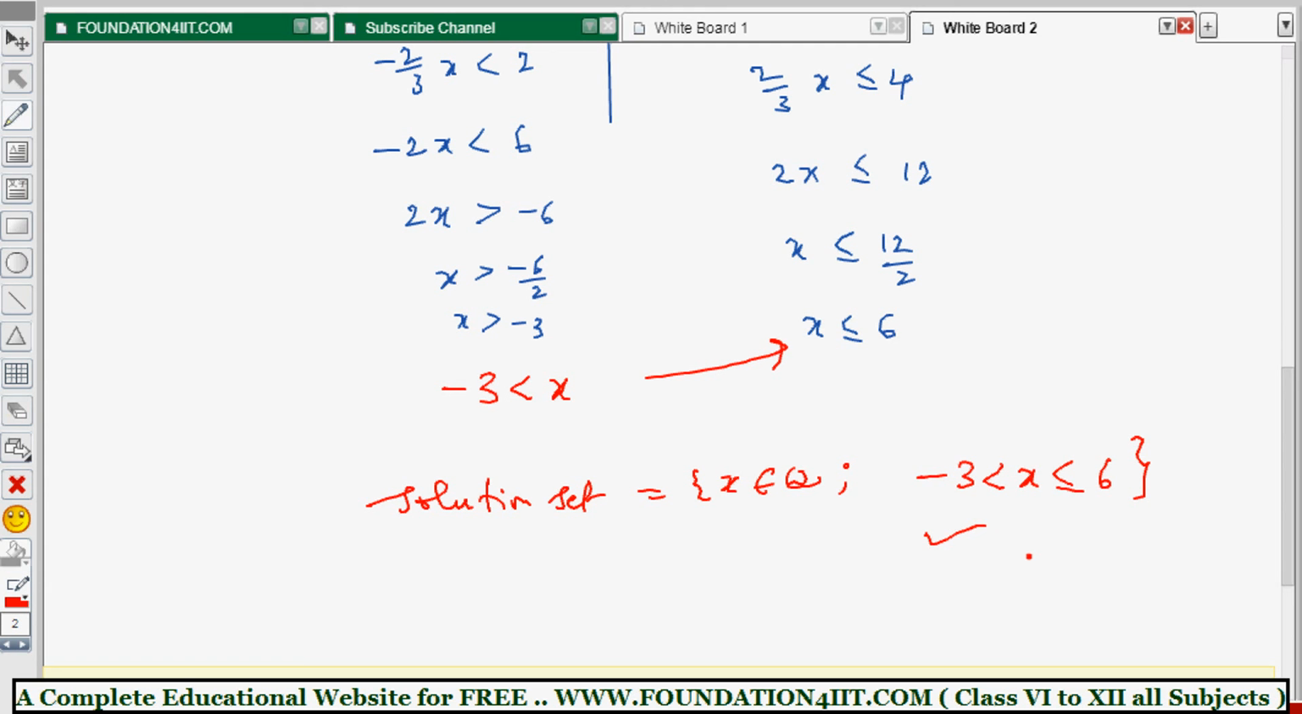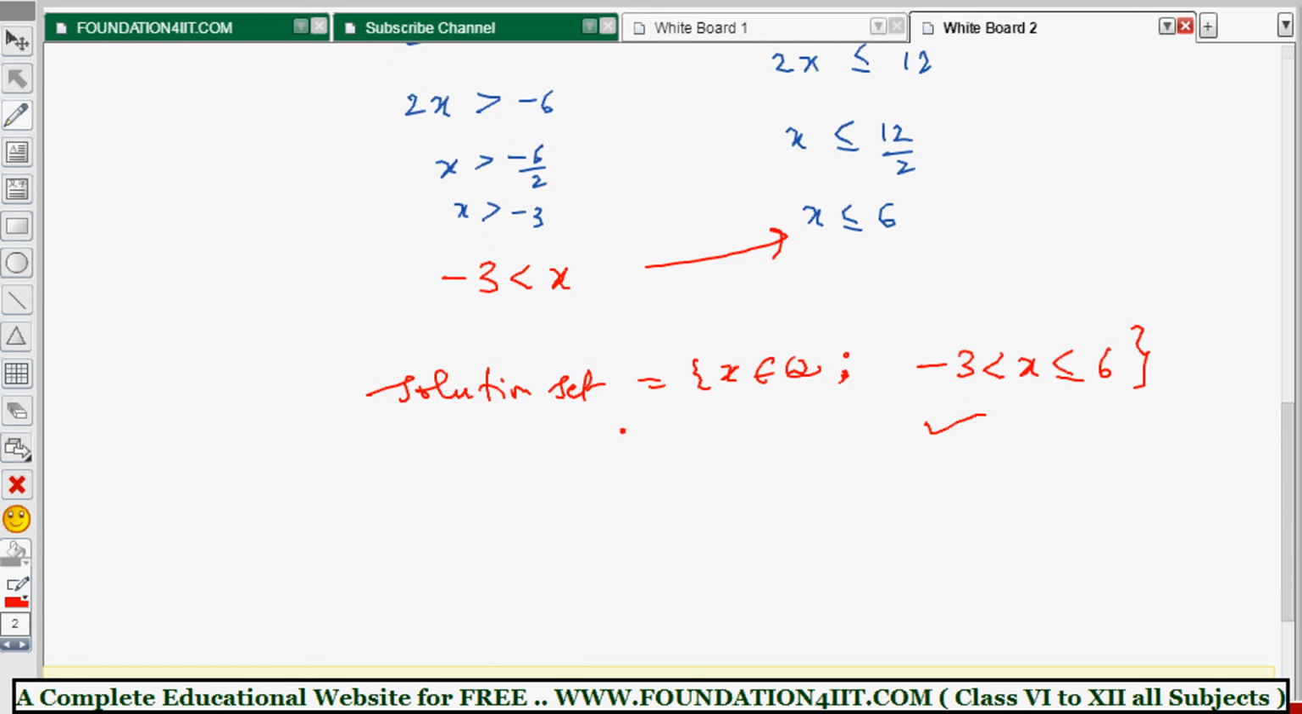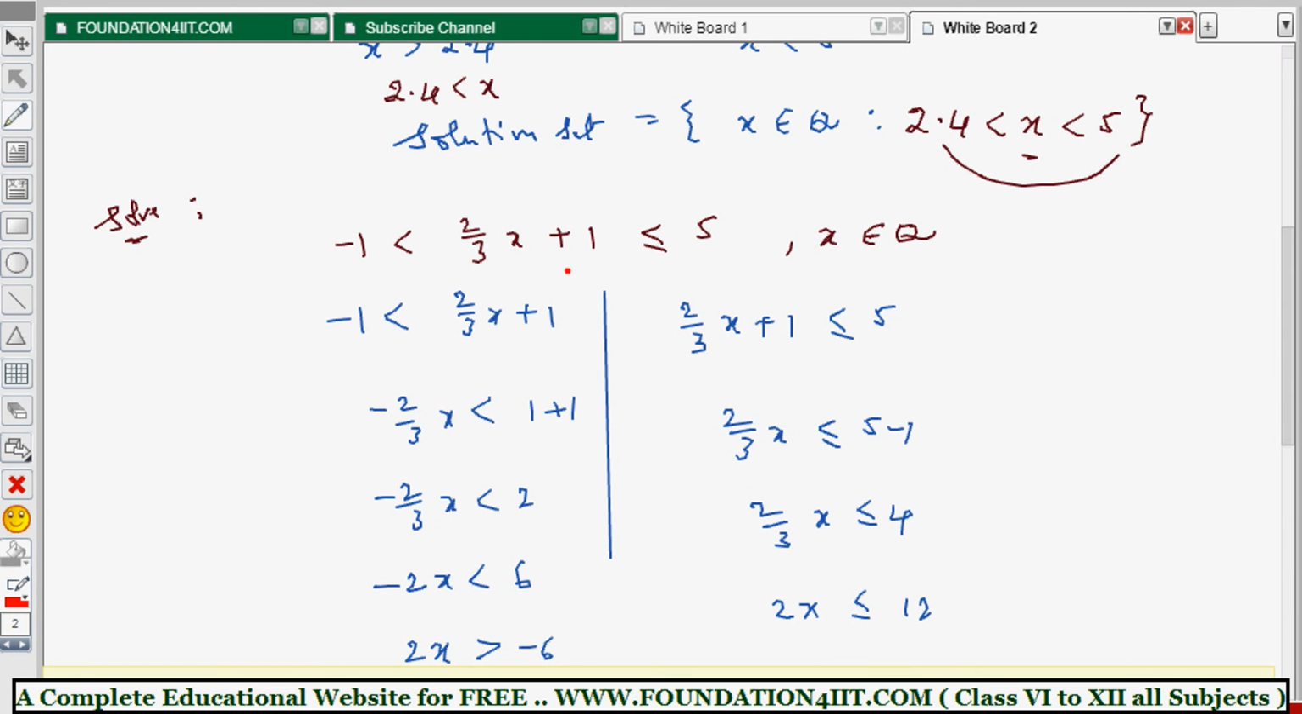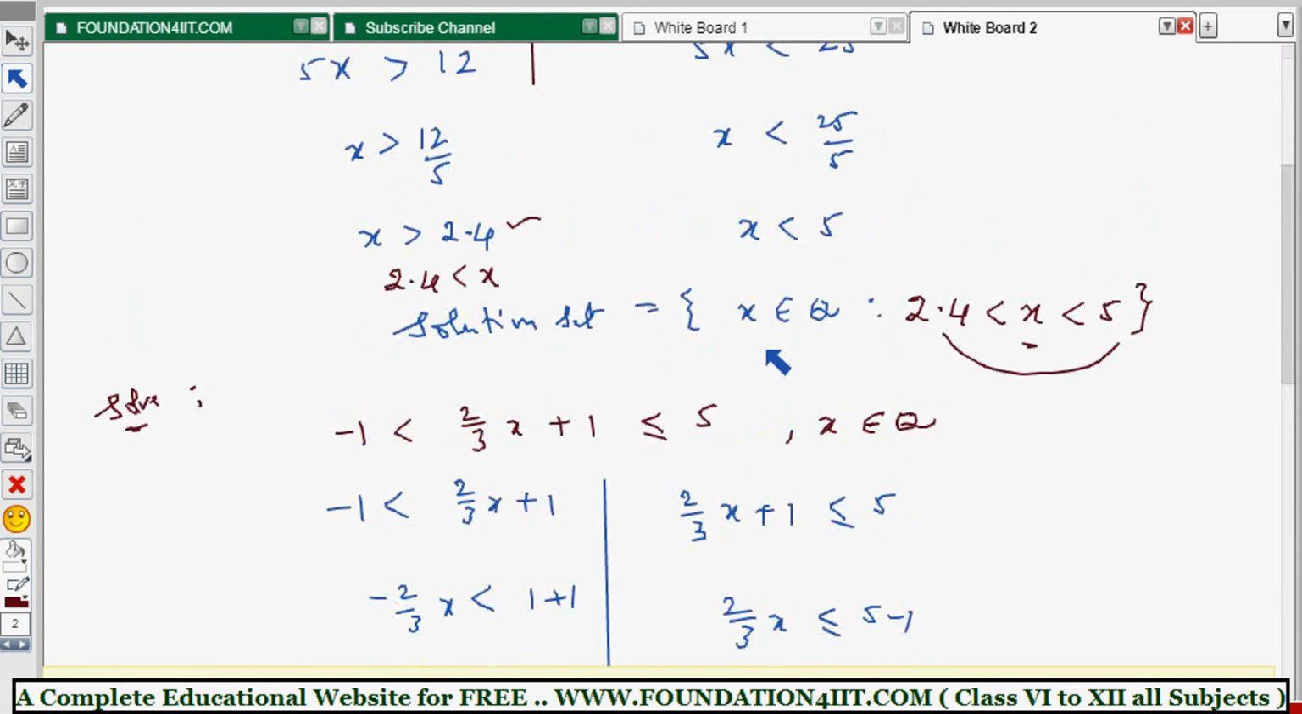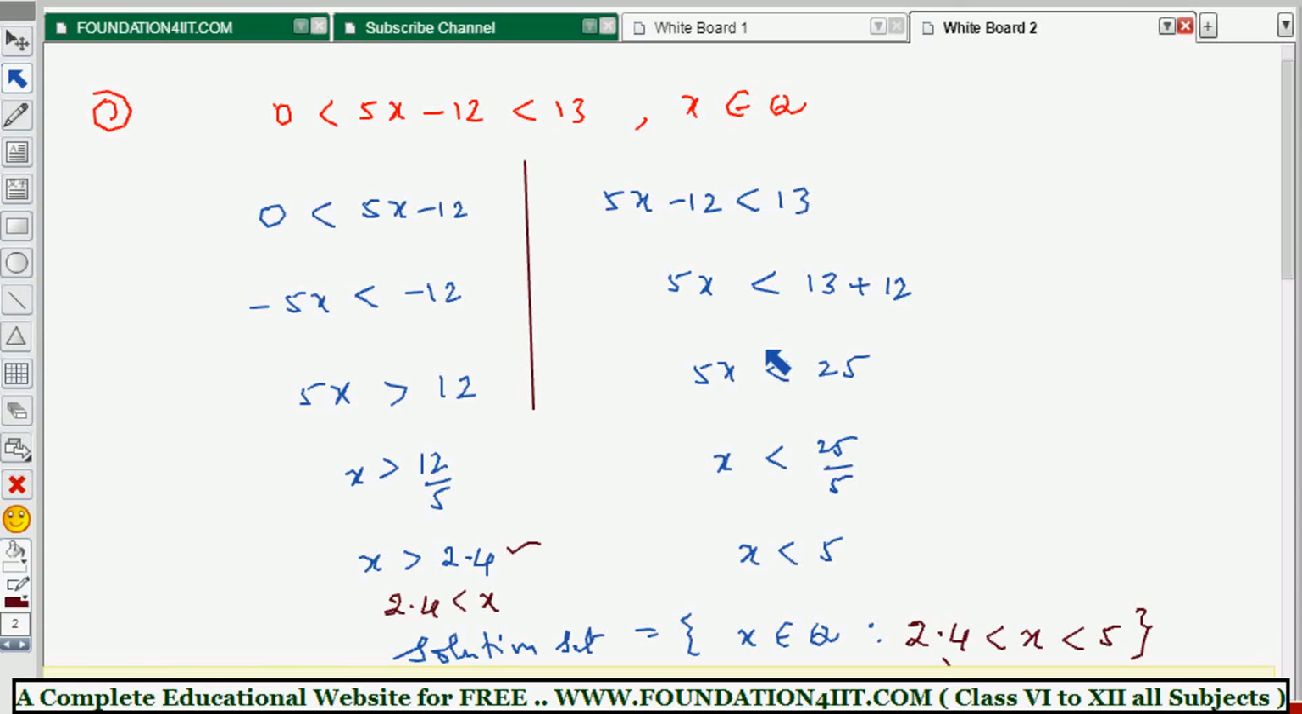Right. So in this way we can solve. x belongs to Q, so rational numbers. And that implies minus 3 less than x less than or equal to 6. Right? So whatever problems are given, this is the way we can solve it easily. Only whenever you have two given like this, we have to separate and solve. Mostly we will follow the equation rules, but only the properties, when negative multiplication or negative division, we should interchange this sign.